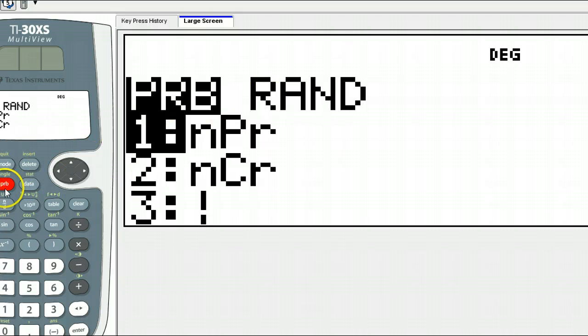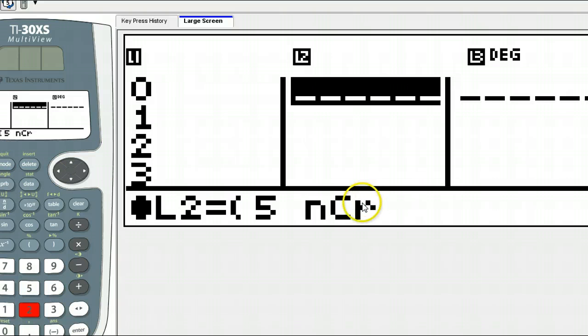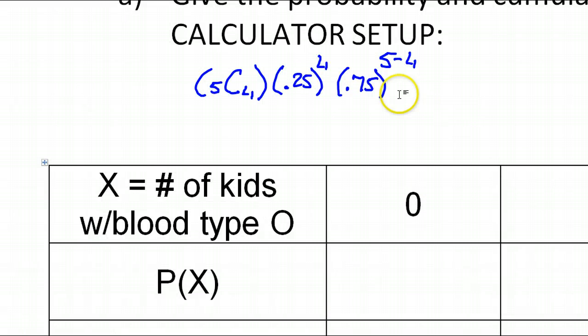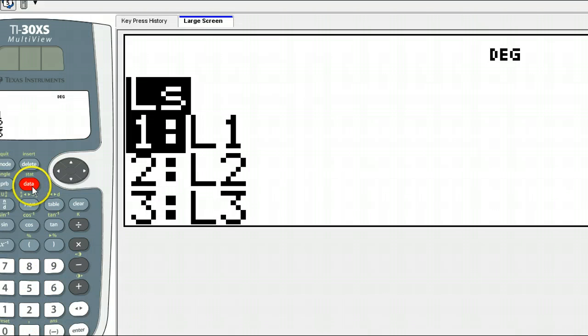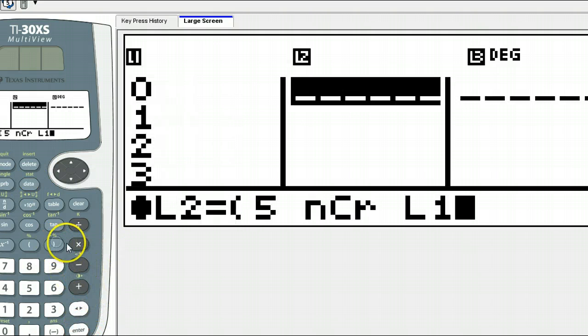Choose. All right, that's under the probability menu. So option number 2. So 5, choose. And remember, we want just a list 1. That's our variable. Okay, so 5, choose list 1. To get to list 1, just hit data and just hit enter. There's list 1. Close parentheses.